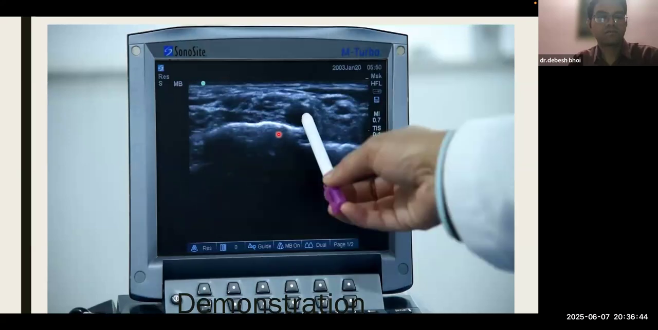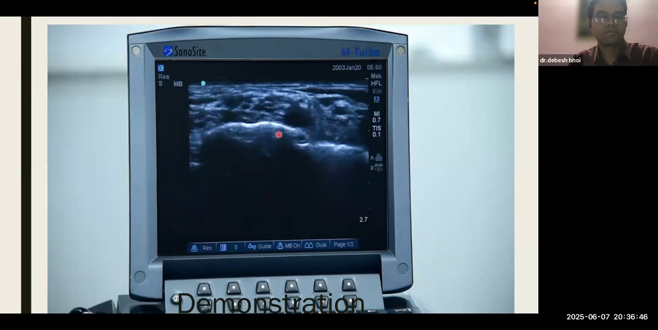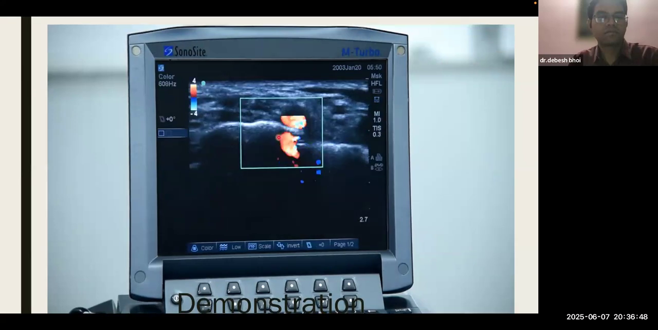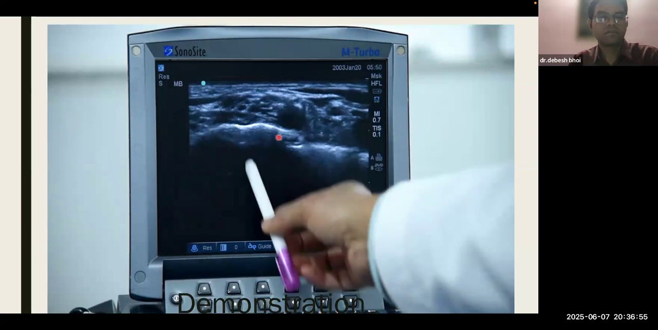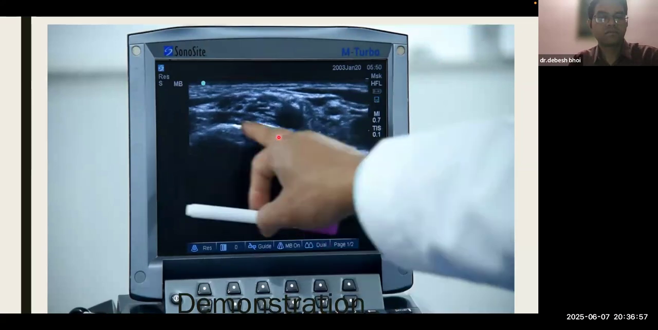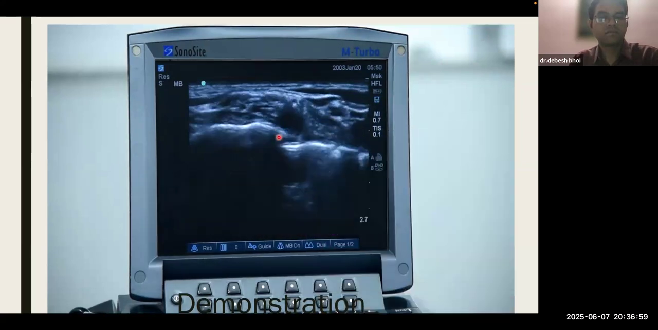You can see a pulsating vessel. So what is this? This is a subclavian artery. Okay, you can put a color also. Below that you can see a black shadow, that is a acoustic shadow. It's a pure black. This is a hyperechoic. This is a bone. Most likely it is the first rib.